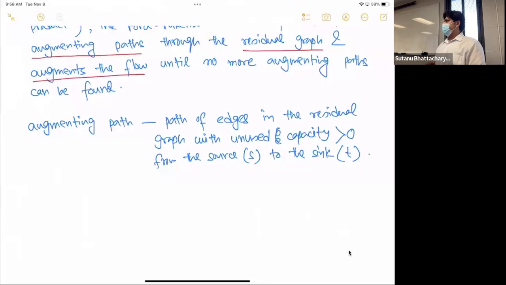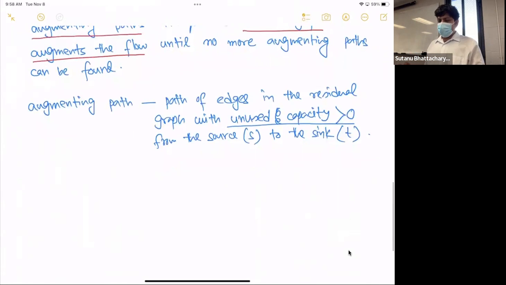Okay. So augmenting path is nothing but a path which is not full yet. So there is some empty space, so you can utilize that space. So that is augmenting path. That's why it is saying unused capacity is greater than zero. It means it's not full yet. Maybe partially it's full, but not completely full. Okay, this is augmenting path.